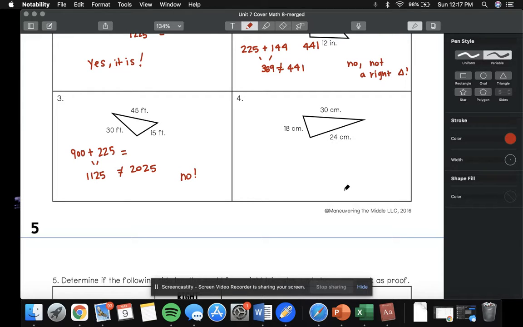Okay. For this final one, this is my longest side, so this should be my hypotenuse. Okay, I'm going to do 18 squared, 324, plus my other leg squared, which is 24, so 576. If I add those together, I get 900. And if this is a right triangle, it should equal my hypotenuse squared, and 30 squared is 900. So yes, it is a right triangle.